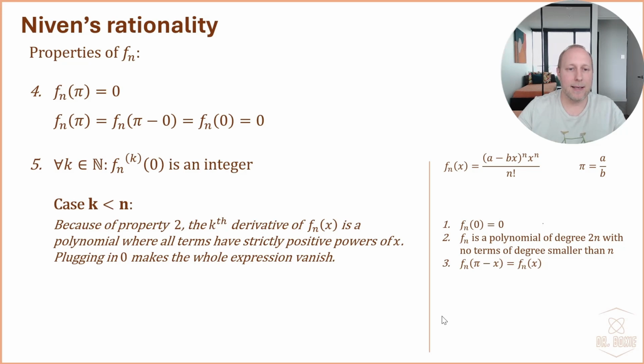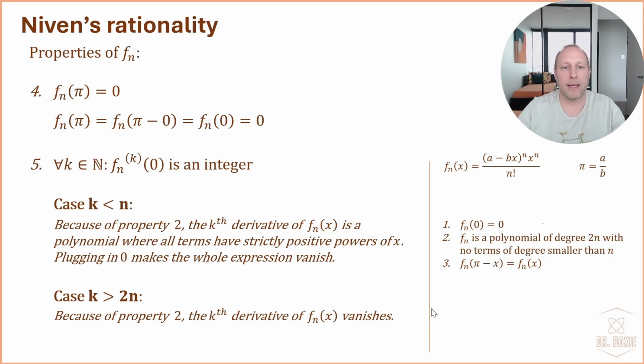The second case is if k is strictly larger than 2n. Well, in that case, it's even simpler. Fn is a polynomial of degree 2n, and if we take its derivative more than 2n times, all the terms vanish, and so everything is 0, even before plugging in 0. And so especially it's true that the kth derivative in this case at 0 is an integer. It's namely 0. The only case that is left is what happens in between them.